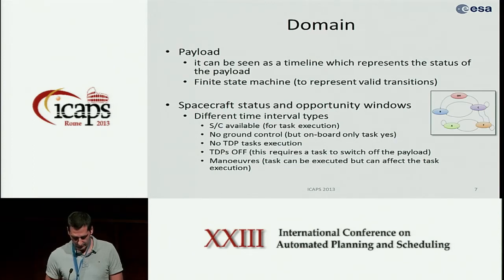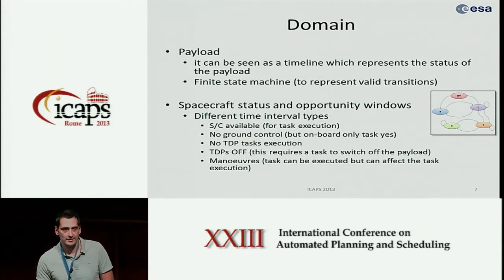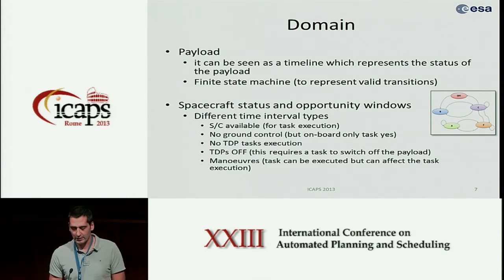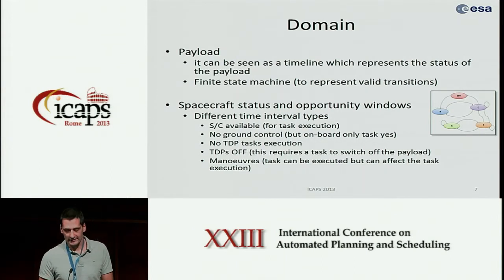So, I already said the domain can be seen as composed of payloads that can be seen as state machines, representing the different states the payload can assume. And also the spacecraft status and opportunity windows can be seen as a timeline or sequence of intervals in which it is described whether, for instance, the spacecraft is available for experiments or not available, if the ground control is available, if the spacecraft has to be off, and so on.